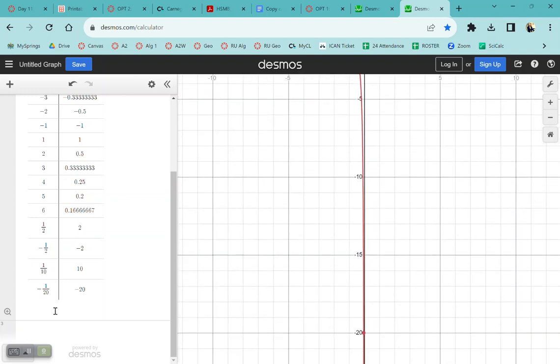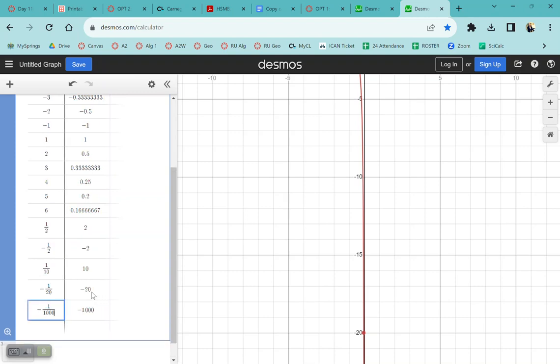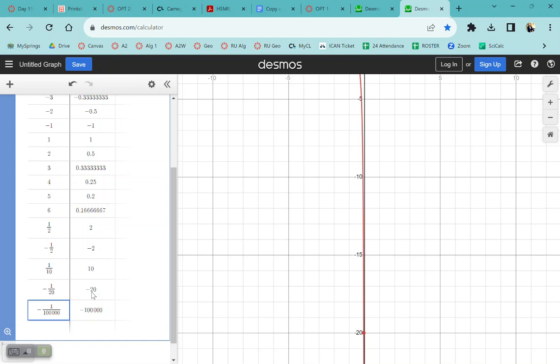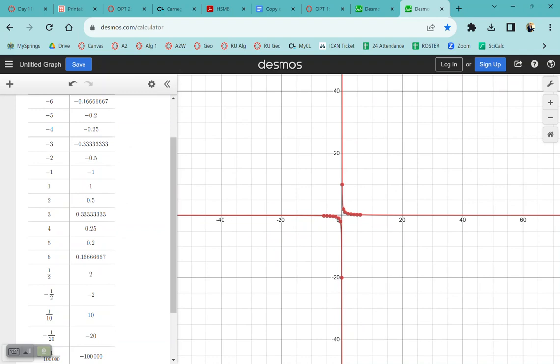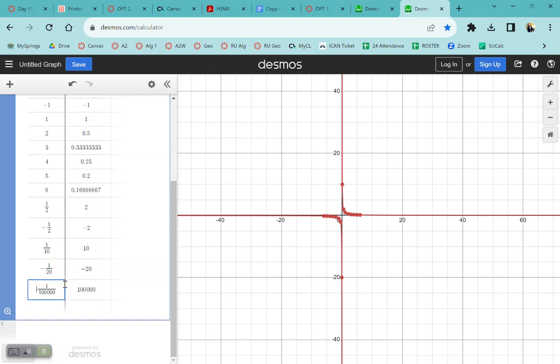What if we try -1/100, 1,000? Oh my gosh. I did 1/100,000 gives me a -100,000. I'm not going to scroll down, but that's way far down. Okay, it's getting really big in the negative sense. And if I was making it positive, it would make it really large positively, right? The 100,000 would be up.